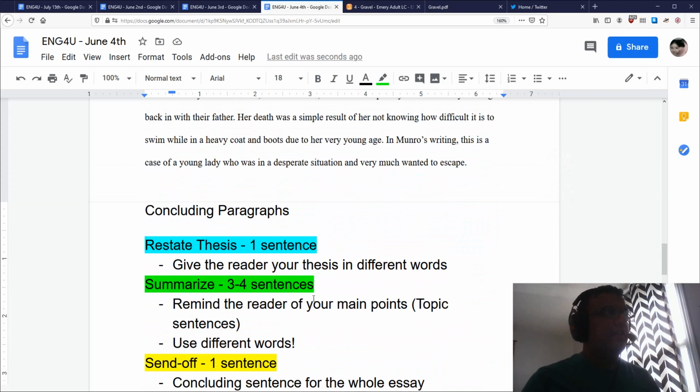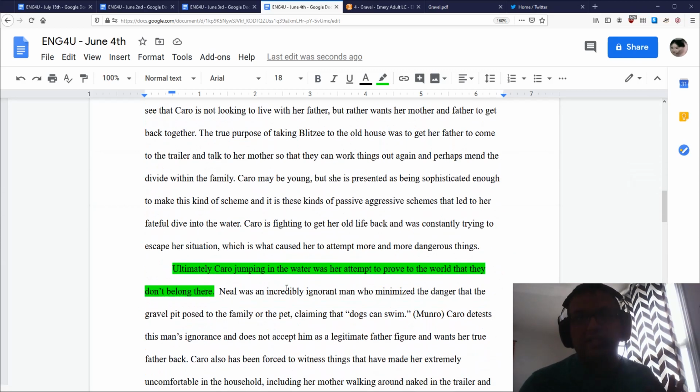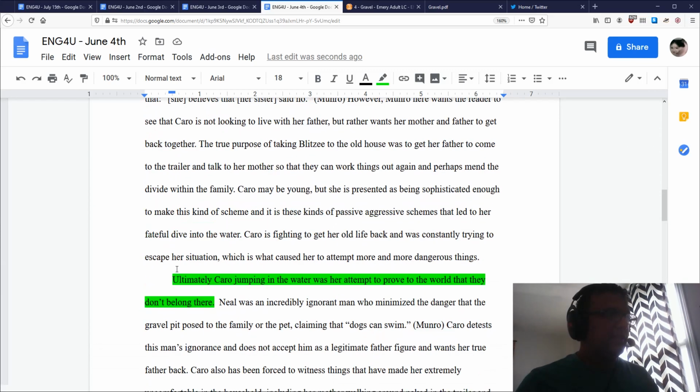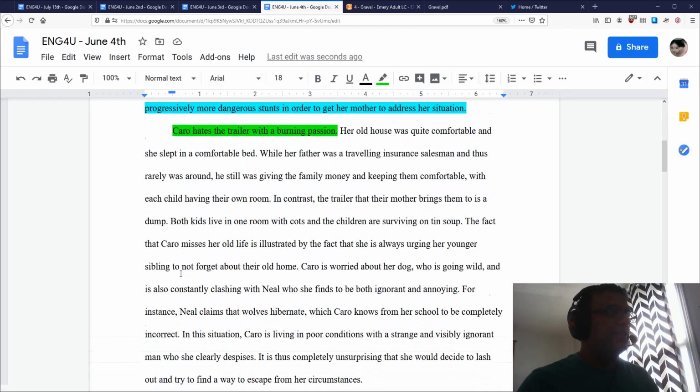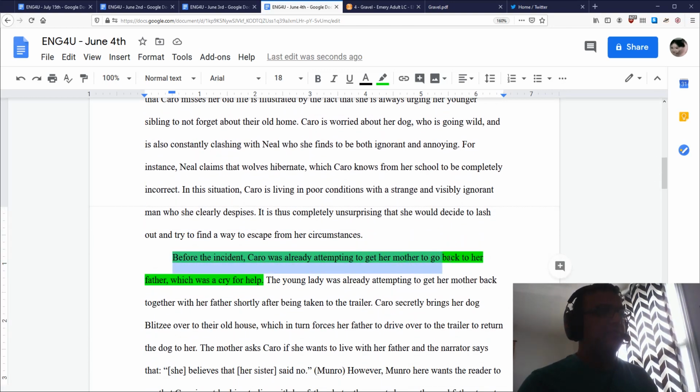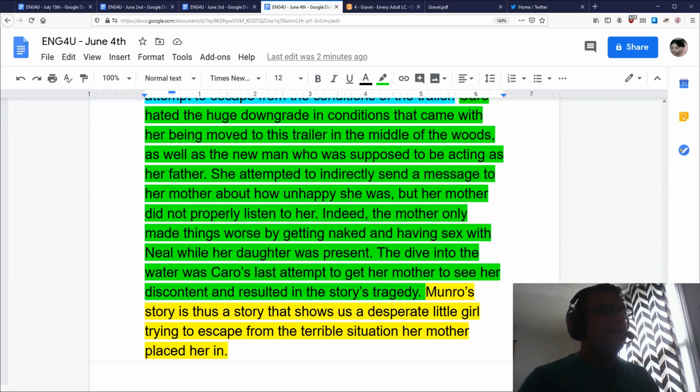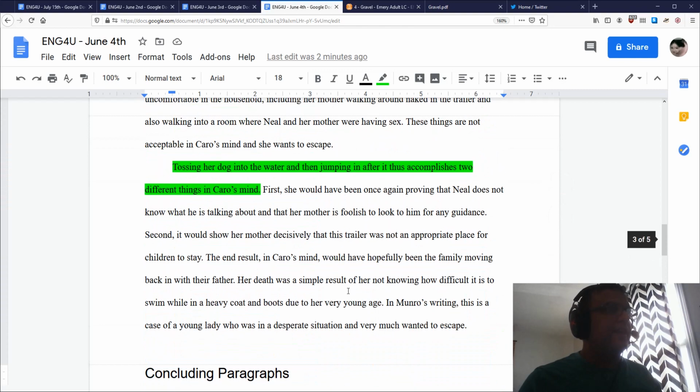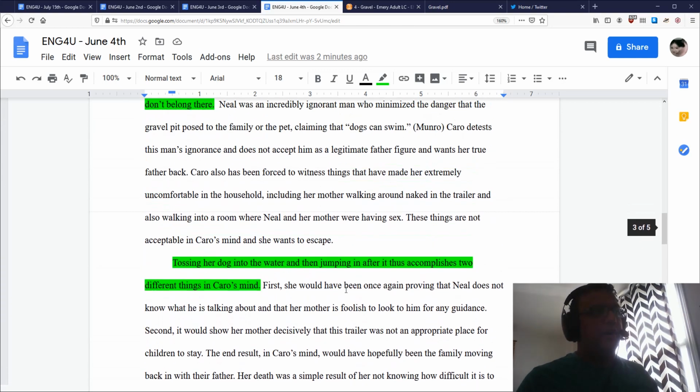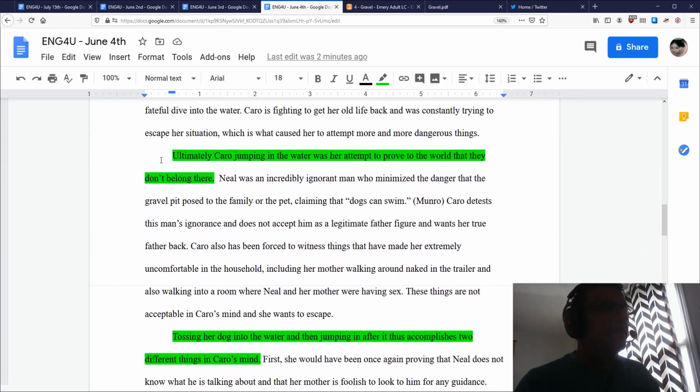I go to each topic sentence and I write a sentence about it in different words. So I go up to my second topic sentence, which is, before the incident, Caro was already attempting to get her mother back to her father, which was a cry for help. And that's what I've got here. She attempted to indirectly send a message to her mother about how unhappy she was, but her mother did not properly listen to her. So each of my summary sentences is taken directly from my body paragraphs.